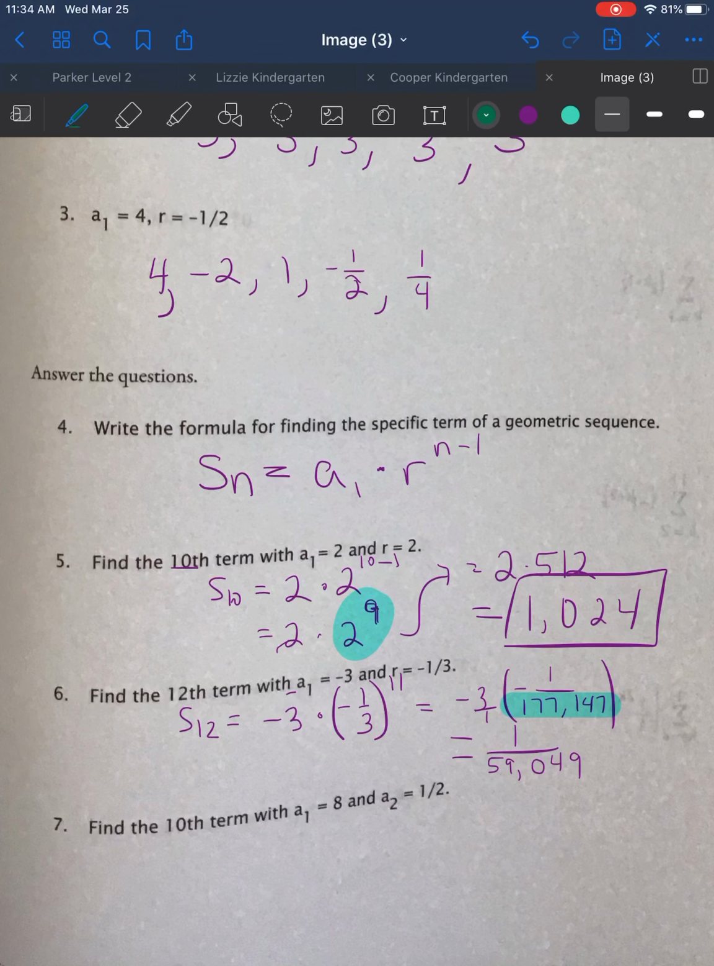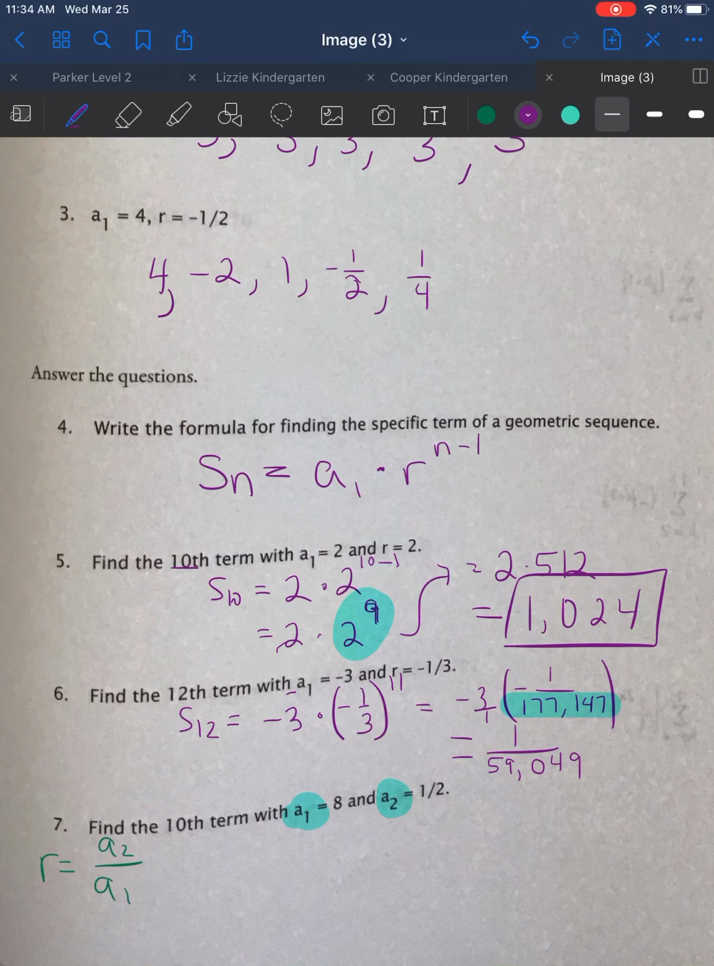Okay, so then number 7, it gives me my first term, but then it also gives me my second term. So we're going to have to find our R value for this one. Okay, so we know a sub 1 is 8. We know a sub 2 is 1/2. To find R, we're always going to do a2 divided by a1. This will come in very handy on the back page.